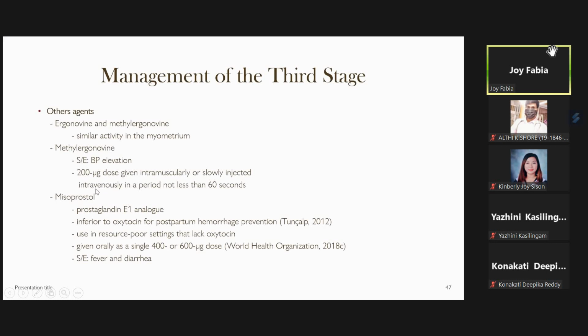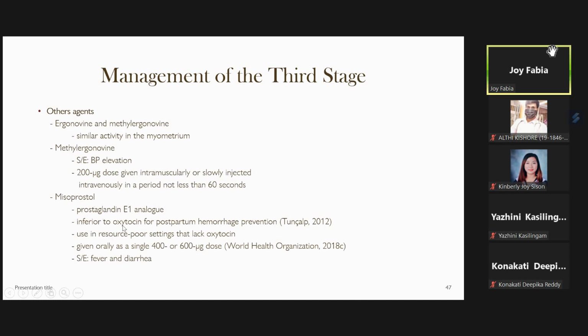So, how do we give this? This is given intramuscularly. And if ever given intravenously, it should be not less than 60 seconds in infusion. So, hindi siya pwedeng ibigay IV ng sobrang bilis. So, usually, we give the Methergine IM.